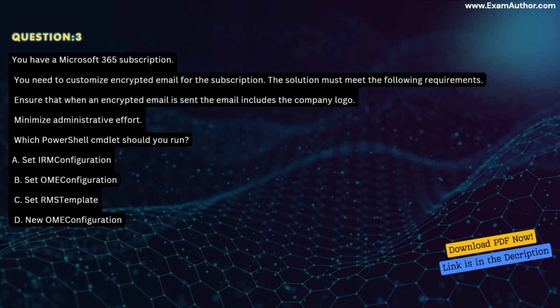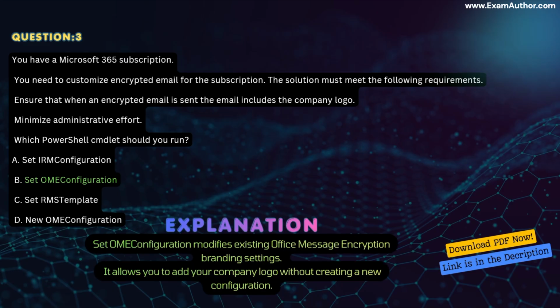A. Set-IRMConfiguration. B. Set-OMEConfiguration. C. Set-RMSTemplate. D. New-OMEConfiguration. The correct answer is B. Set-OMEConfiguration. Explanation. Set-OMEConfiguration modifies existing Office Message Encryption branding settings. It allows you to add your company logo without creating a new configuration.